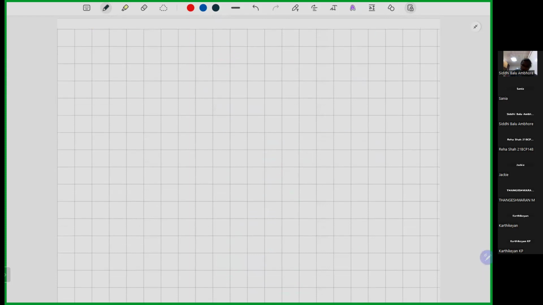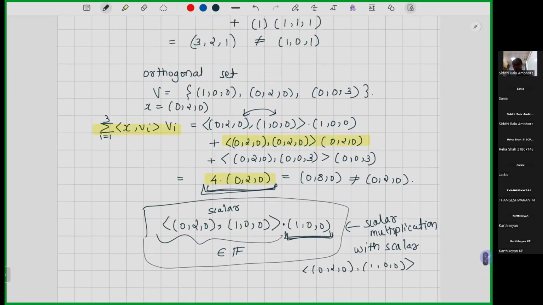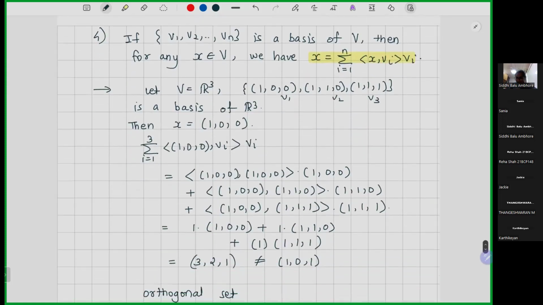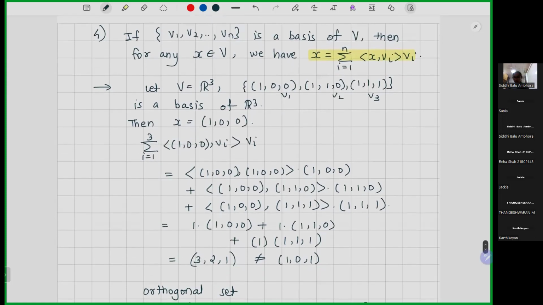Okay, so let us go to the next. Suppose we take x equal to v_i, one of the basis vectors. That's what I took here, right? For this, the basis element itself was v2 here. I will try to prove both statements, I guess. How to prove this statement, the fourth statement?